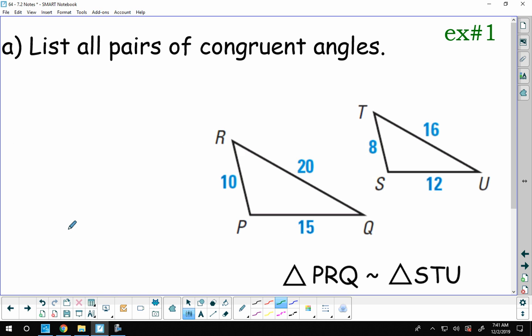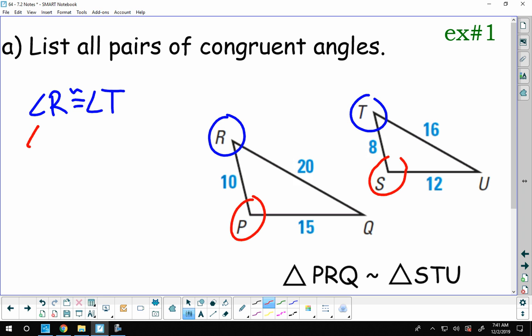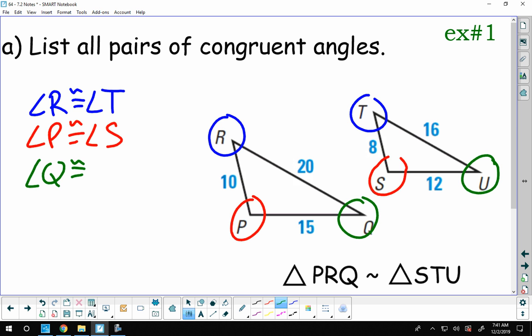So list all pairs of congruent angles. So you just want to match up corresponding angles. So we have angle R is congruent to angle T. Angle P is congruent to angle S. And we have angle Q is congruent to angle U. And you can also see that in your similarity statement. So you can also match up your corresponding angles in the similarity statement.